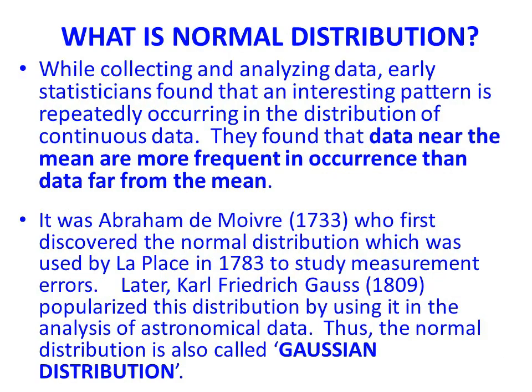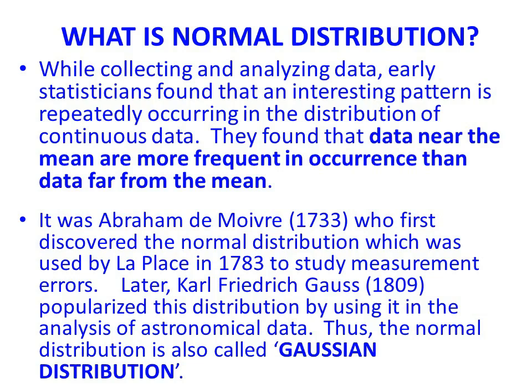What is normal distribution? While collecting and analyzing data, early statisticians found that an interesting pattern is repeatedly occurring in the distribution of continuous data. They found that data near the mean are more frequent in occurrence than data far from the mean. It was Abraham de Moivre, in 1733, who first discovered the normal distribution, which was used by Laplace in the year 1783 to study measurement errors. Later, in the year 1809, Carl Friedrich Gauss popularized this distribution by using it in the analysis of astronomical data.